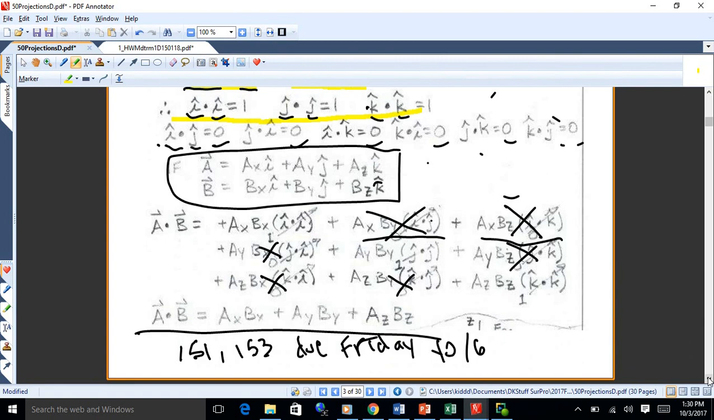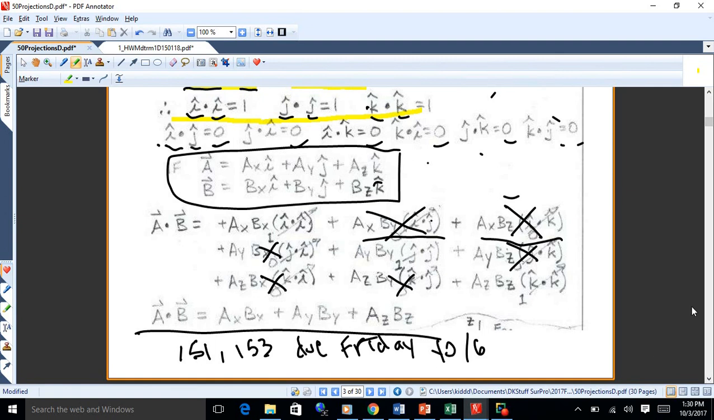So if I dot A with B, most of it cancels out, and what I'm left with is AX, BX times I dot I, which goes to 1. AY, BY times J dot J, and J dot J goes to 1. And AZ, BZ times K dot K, and K dot K goes to 1. So what I end up with is just a sum of AX BX plus AY BY plus AZ BZ. If I add those together, I get the dot product.